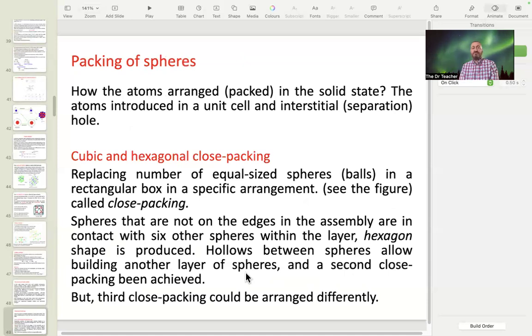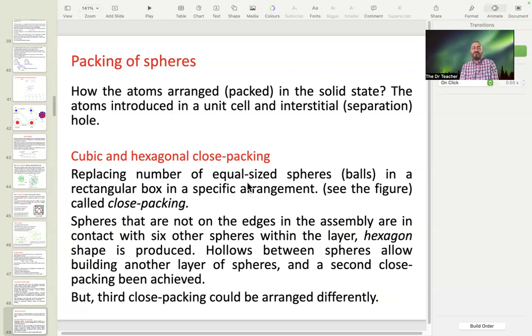Packing of spheres. So how can these atoms be arranged or packed in the solid state? The atoms are introduced in a unit cell, with interstitial or separation holes. So now we are talking about the packing, or what types of packing we have, what types of crystal structure we have to consider: cubic and hexagonal close packing.